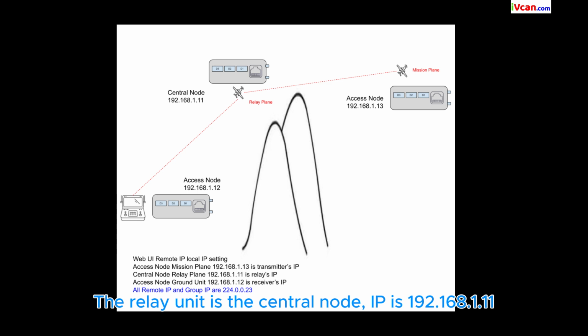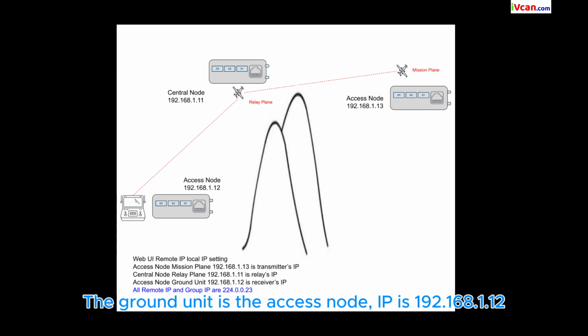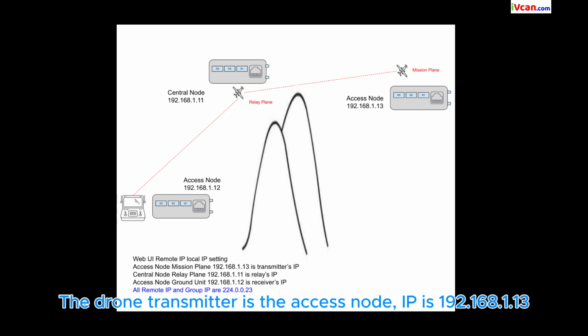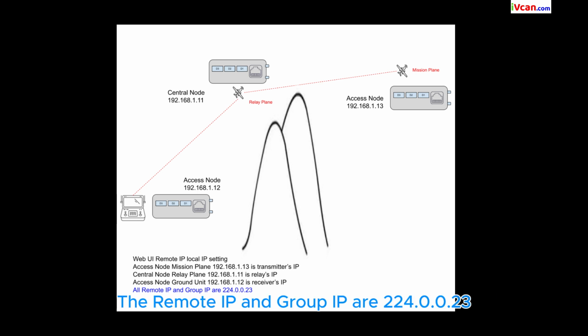IP is 192.168.1.11. The ground unit is the access node. IP is 192.168.1.12. The drone transmitter is the access node. IP is 192.168.1.13. The remote IP and group IP are 224.0.0.23.